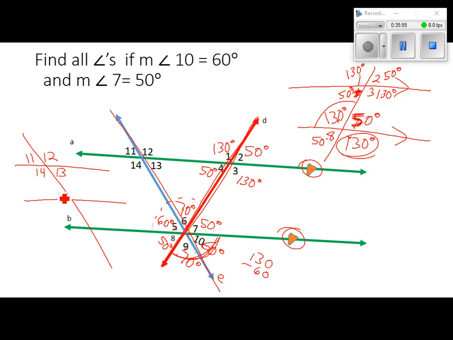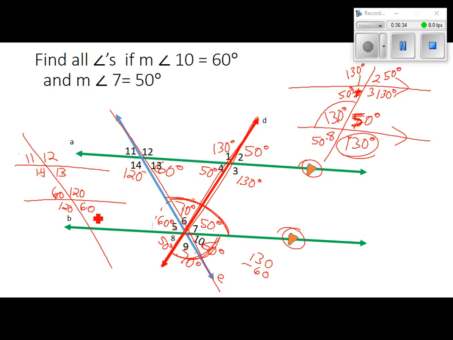This is angle 5, so it's 60 degrees. This one over here is these two together, so that's 120 degrees, which those two should add up to 180. This has to be 120, this has to be 60. And now we can find 11, 12, 13, and 14. 13, these are alternate interior angles, so 13 has to be 60 degrees. 14, these two are alternate interior angles, so 14 has to be 120 degrees, sorry.